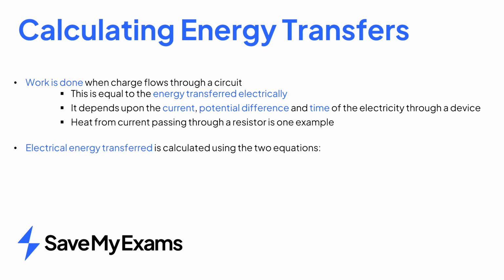Energy transferred electrically is calculated using the 2 equations. Energy transferred in joules is equal to power in watts times time in seconds. Energy transferred in joules is also equal to current in amperes times potential difference in volts times time in seconds.